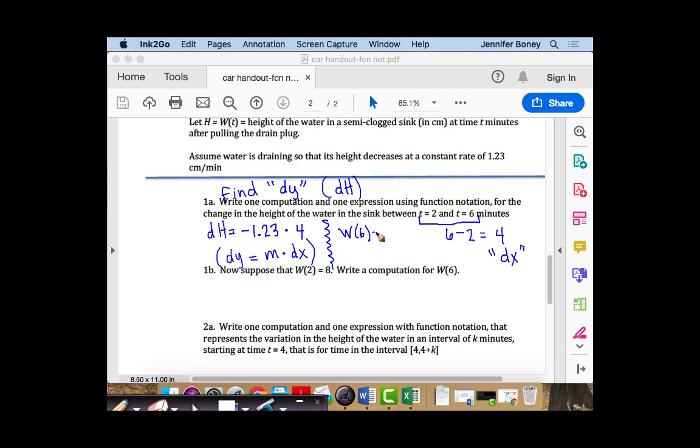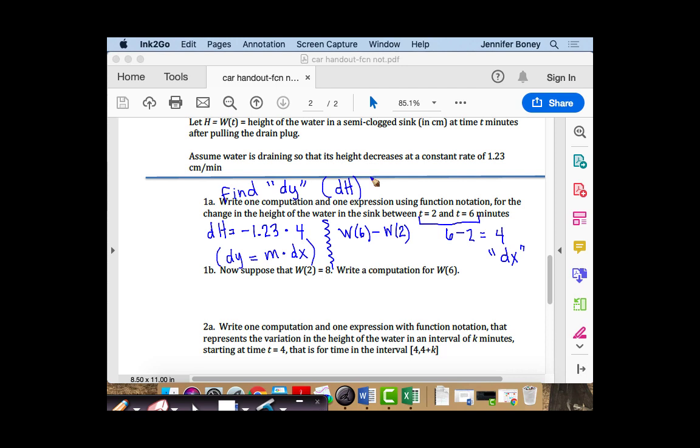Right, W of 6 minus W of 2, final minus initial. W of 6 represents the height of the water at the end. W of 2 represents the height of the water at the beginning of this particular interval, 2 through 6. This would come out negative, agreed? Because W of 6 is going to be less than W of 2. That's okay. We don't want to know just the size of the change. We want to know in what direction.